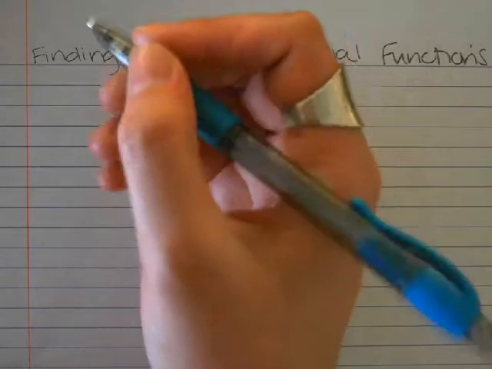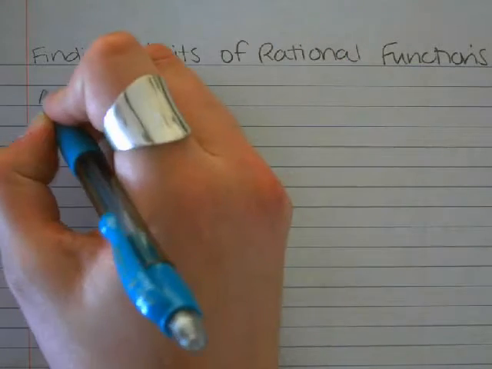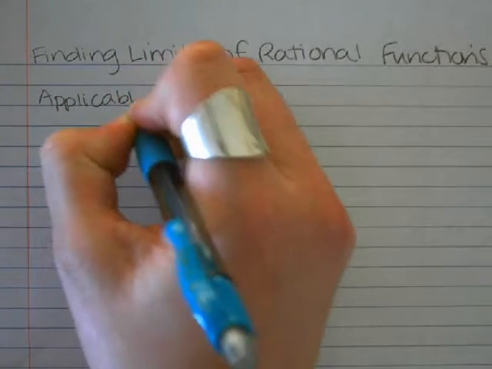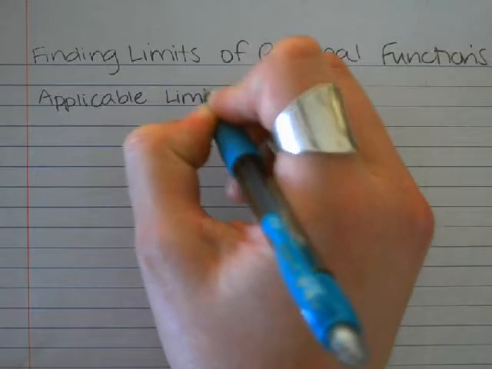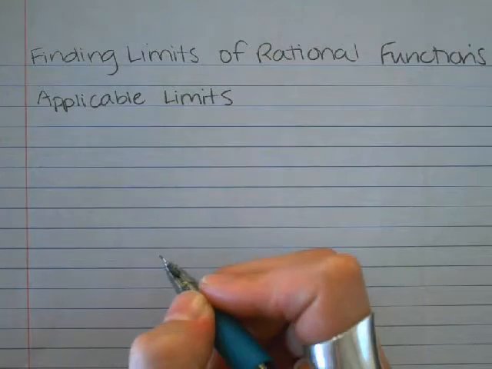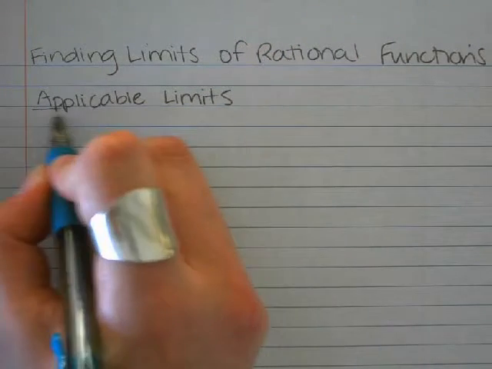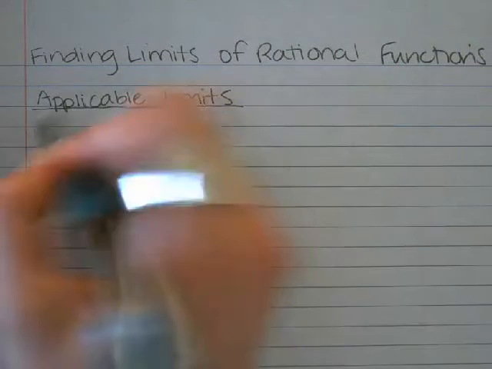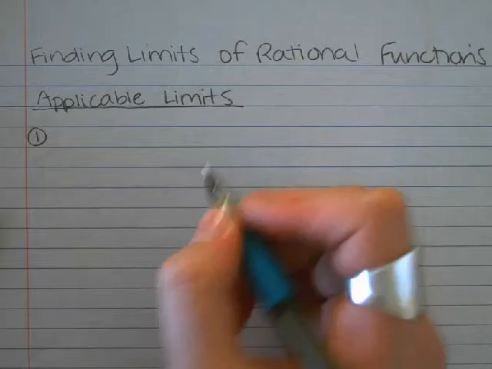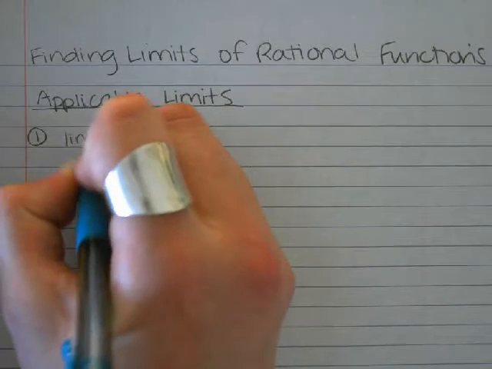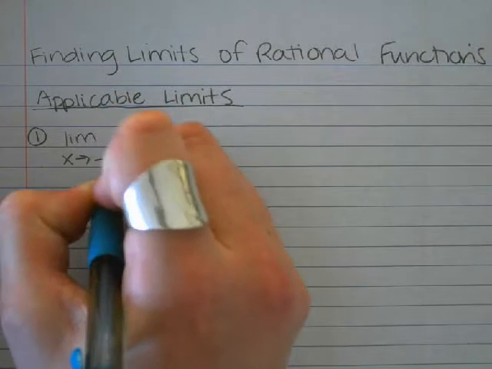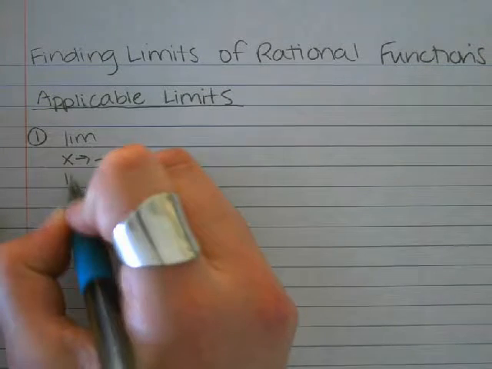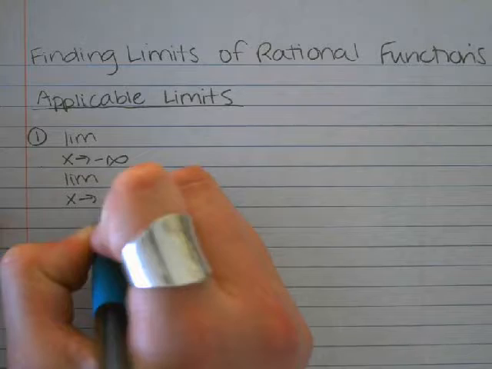So first in our notes, we're going to write down the 3 different situations, or the 3 different places where I want you to look for limits. So applicable limits, there are 3 different places we're going to look. The first one is we're going to look for the limit as x approaches negative infinity, and the limit as x approaches positive infinity.